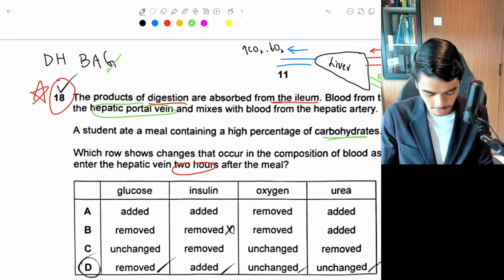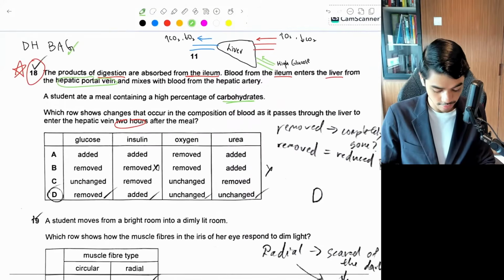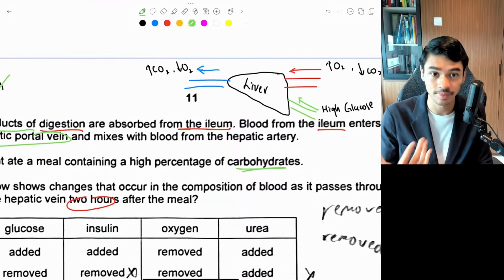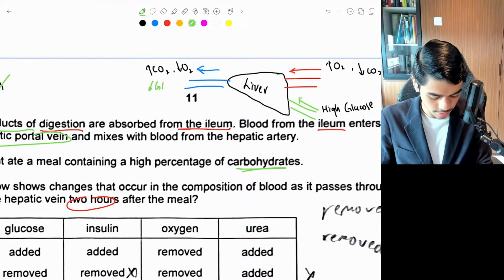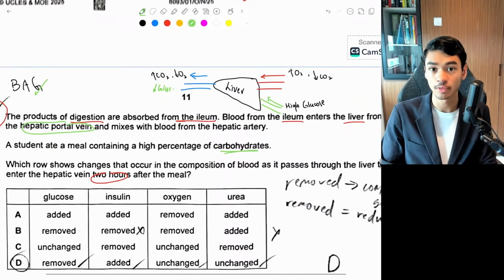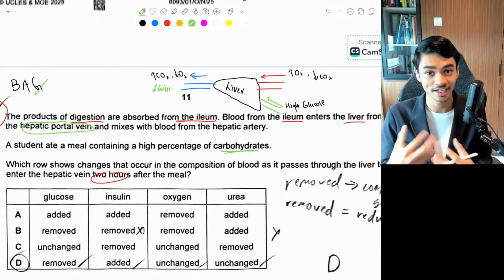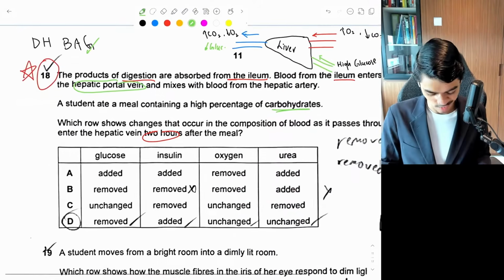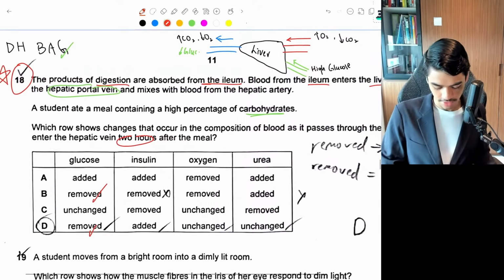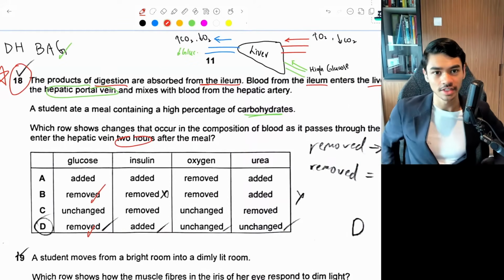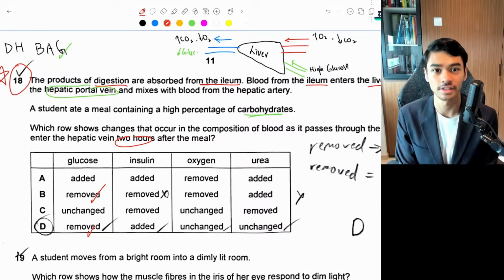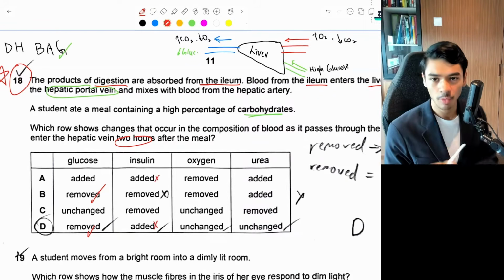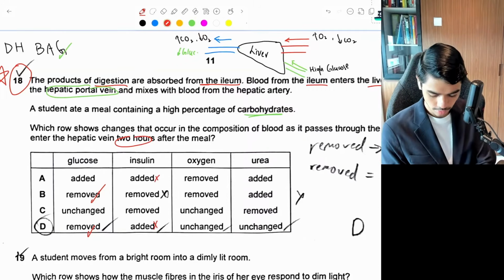So because of the glucose regulation, what will the liver do and how will the blood in the hepatic vein when it comes out of the liver be like? It will be lower in glucose because the liver sees like, whoa, hold up, we have so much glucose coming in, I can't just let this run around the body, so it converts it to glycogen and stores it, reducing the glucose. So it removes glucose. Now insulin, this is strange. Insulin is produced by the pancreas, not the liver. So liver does not add any insulin, so this is out. But why would it be removed? Because of hormone breakdown.